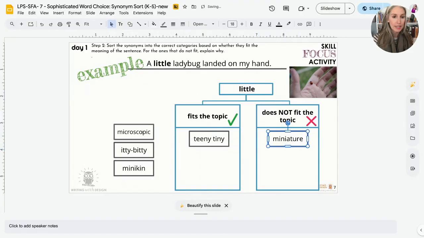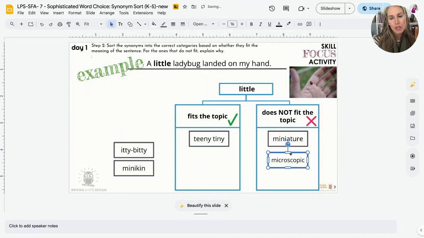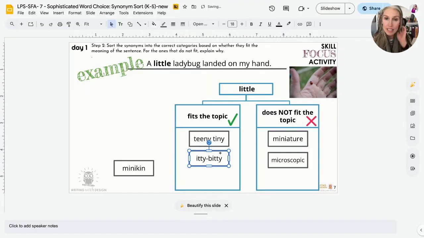Okay? Microscopic. Well, we don't need a microscope, right, to see a ladybug. And that's really what this word is implying, that it's so teeny tiny that you can't even see it with your eyes. And we can all see that ladybug, right, on the picture. So microscopic is another word that does not fit the topic. All right, you might have heard me slip earlier and say itty bitty. And yes, this one fits. In this case, an itty bitty ladybug landed on my hand. That fits. So we want to put itty bitty under fits the topic.